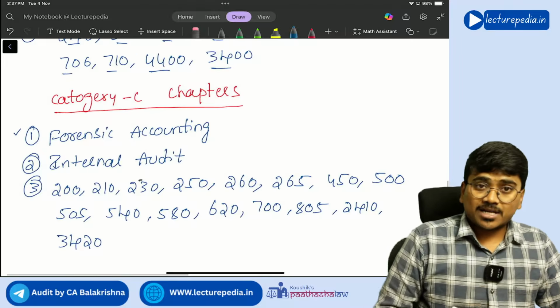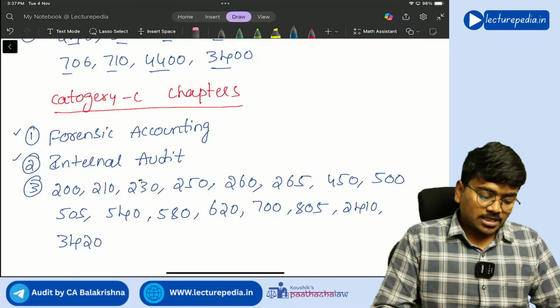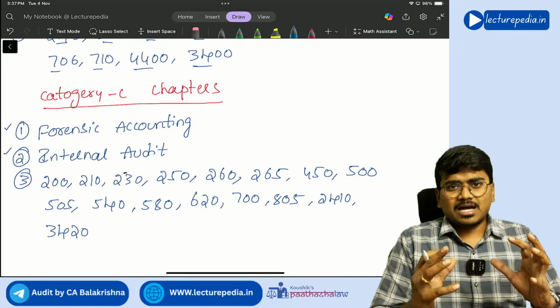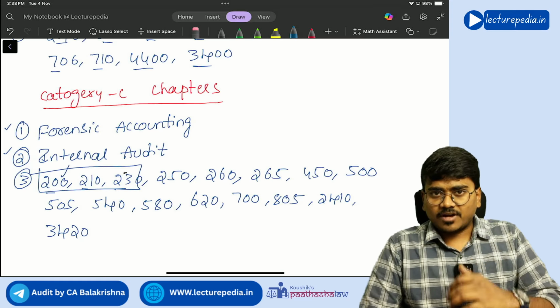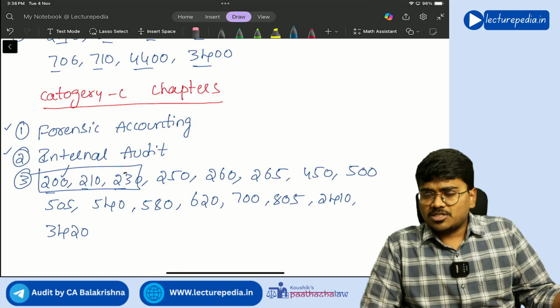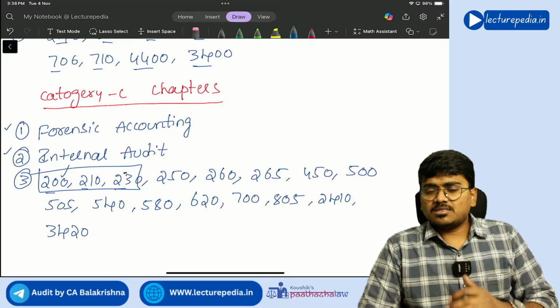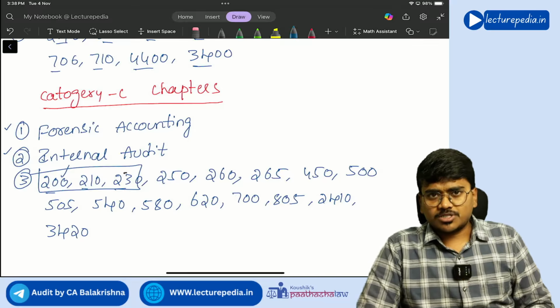So you have forensic audit here, internal audit, and some of the unimportant standards: 200, 210, 230. See, first of all, these three standards are not at all there in your ICAI final study material, but the institute can frame questions from these three standards because they are at the intermediate level, right? You came to final level after clearing intermediate only, right? So they might test you from these three standards also in the form of small MCQs.